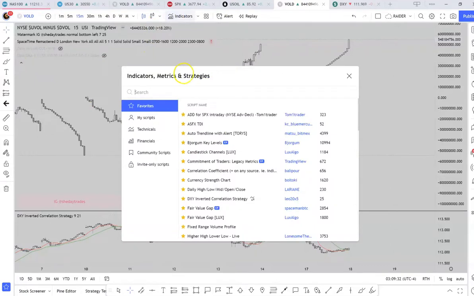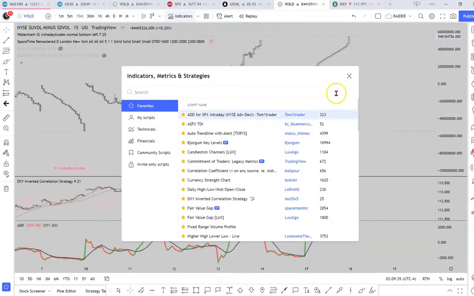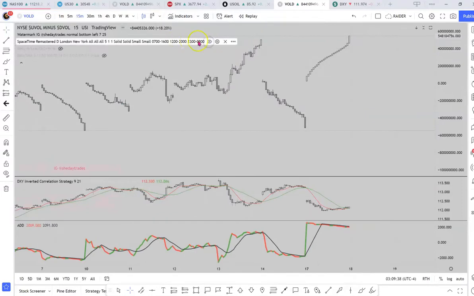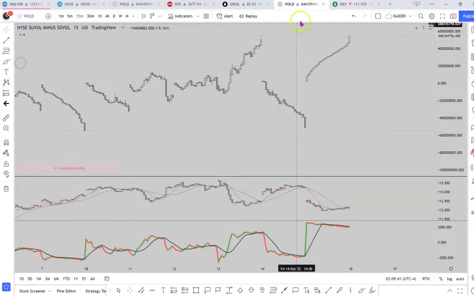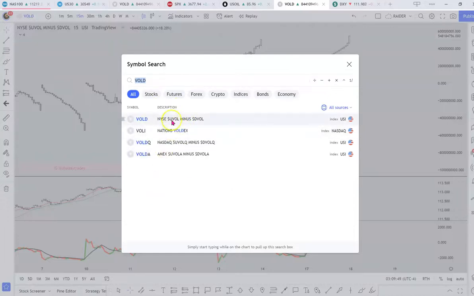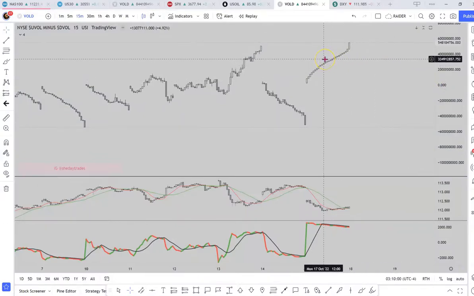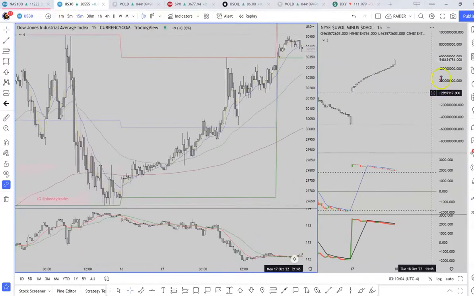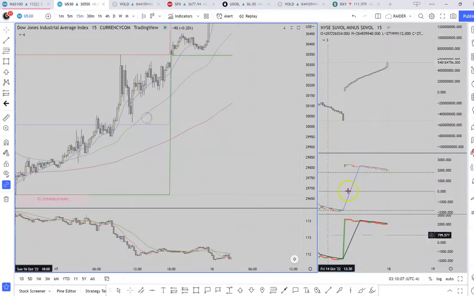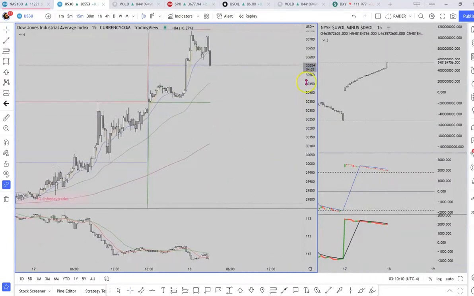So, is this it? Yes, there you go. Turn this off because we don't need it for that. So yeah, worst case scenario, if you can't use this one, just type VOLD. This one right here, New York Stock Exchange minus, etc. But I'll do a separate video on that, just so that you guys have an idea of what that looks like. But it's easier to have it to look at it in this manner, because that's kind of what I do.